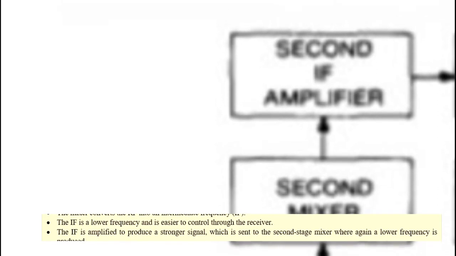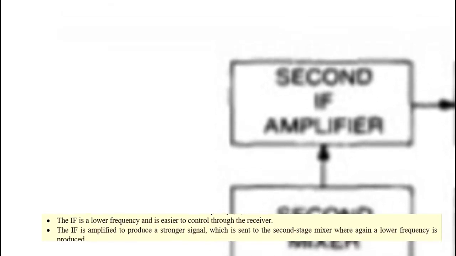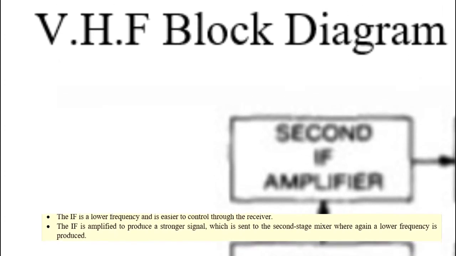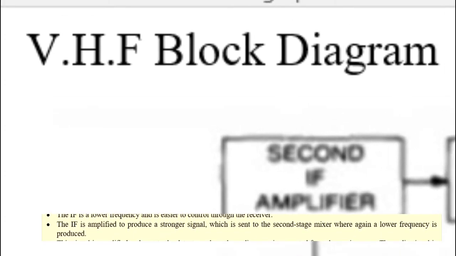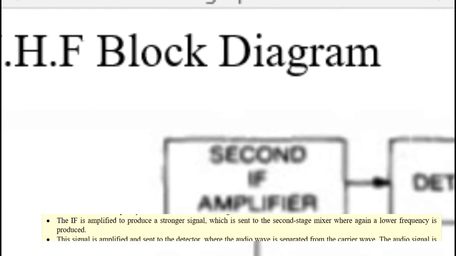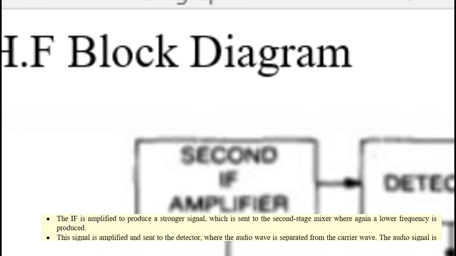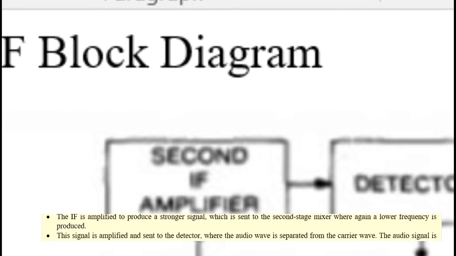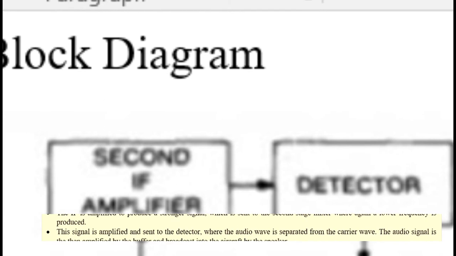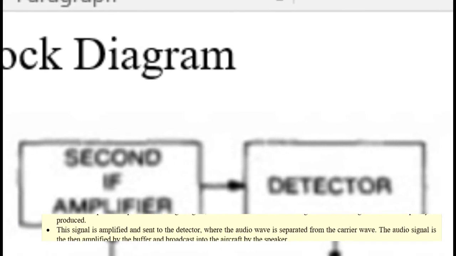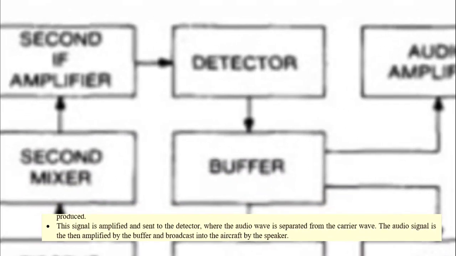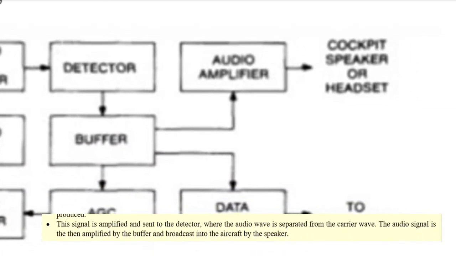The IF is amplified to produce a stronger signal, which is sent to the second stage mixer, where again a lower frequency is produced. This signal is amplified and sent to the detector, where the audio wave is separated from the carrier wave. The audio signal is then amplified by the buffer and broadcast into the aircraft by the speaker.